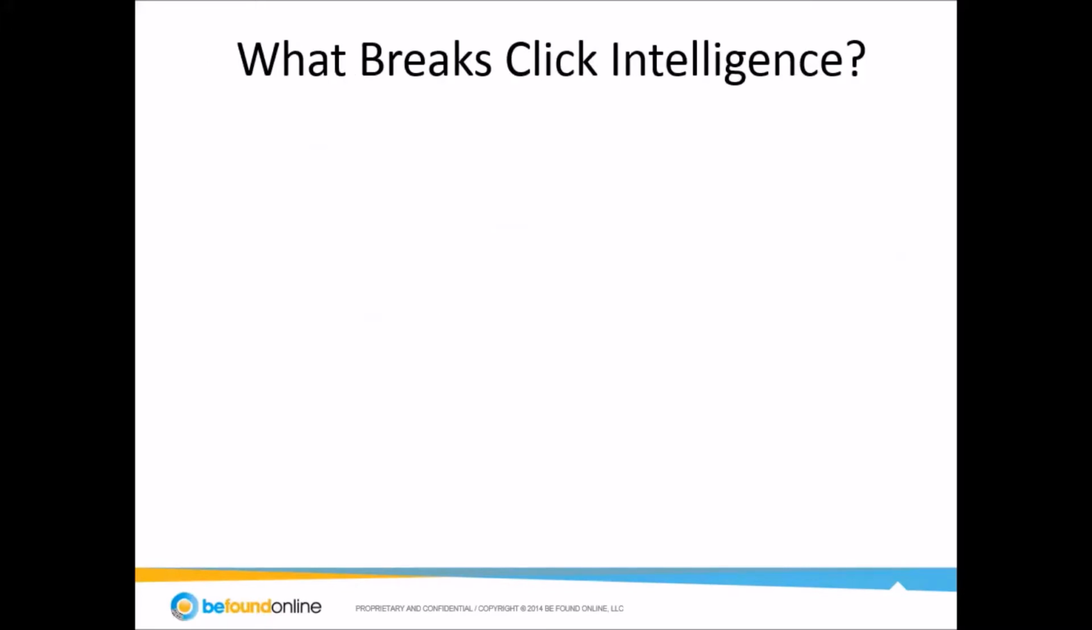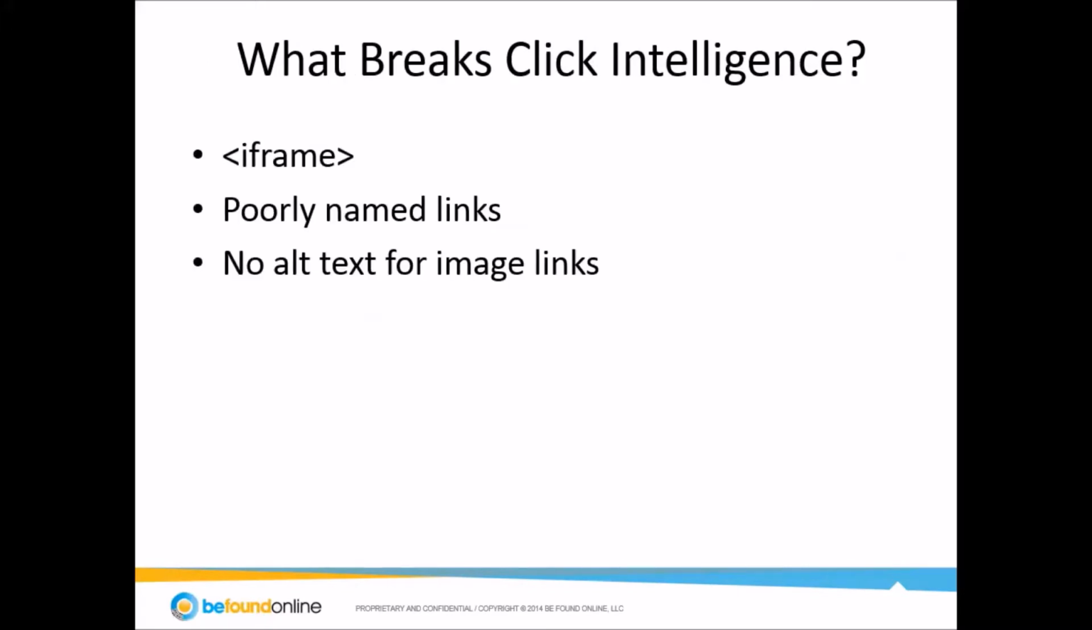So what breaks Click Intelligence? What makes Click Intelligence not work? All right, iframes. Iframes are Click Intelligence's worst nightmare. So if you have an iframe on your site, basically what happens is we won't be able to get Google Tag Manager within the iframe, depending on the third-party site that is running the iframe. Any sort of poorly named links, and also if you don't have any alt text for your image links. So those image links, if you click on them, they're just going to come up as image or no link text, right? We don't want to have that happen.